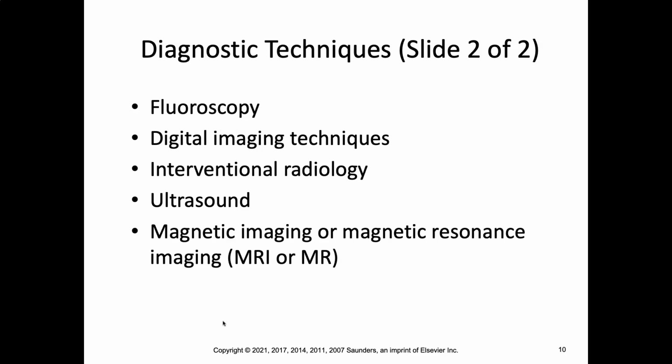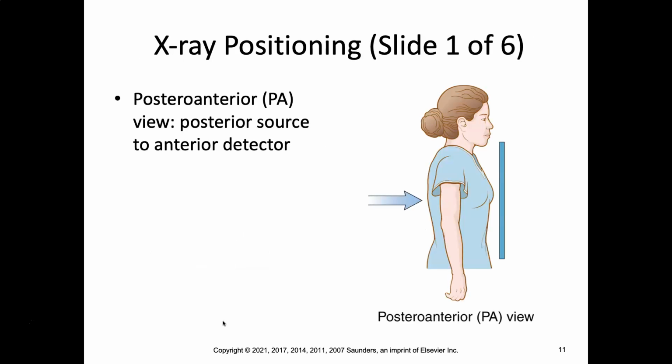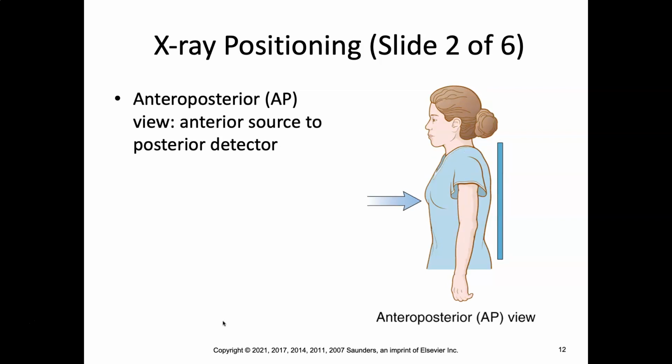And then, of course, there's ultrasonography and MRIs, magnetic resonance imaging. Now we get into those positions. Remember, maybe in chapter 2, how you had to learn posterior, anterior, lateral, those types of things? Well, you're back to it with x-rays because they have to know how to position patients. And this gives you those.